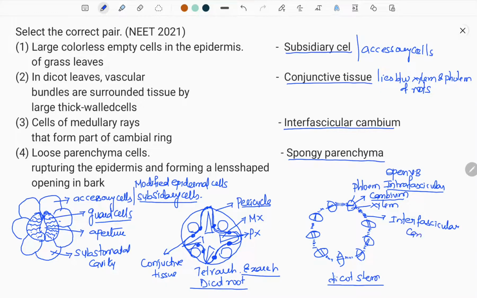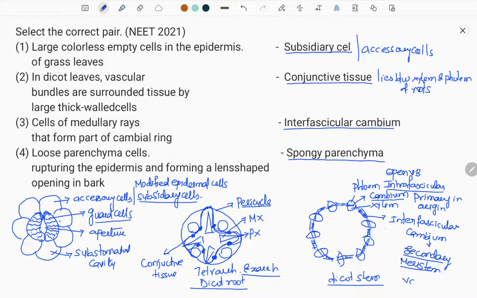Interfascicular cambium is completely secondary in origin because it is formed by dedifferentiation of the medullary rays, whereas intrafascicular cambium is primary in origin because it is present in the plant since its birth. The interfascicular cambium and intrafascicular cambium both unite and form a ring of cambium called vascular cambium, VC.